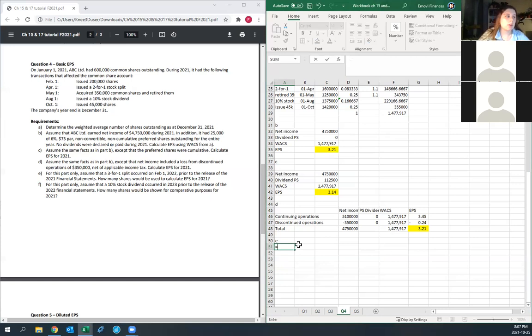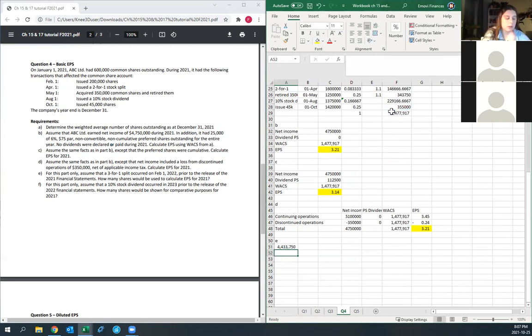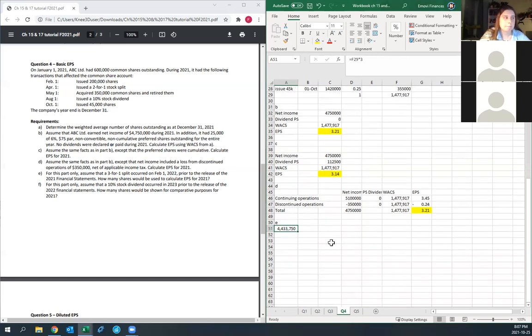So what you're going to do is take your weighted average common shares before the stock split. And 3-for-1 means that for each share a shareholder had, they now have 3. So it's going to be times 3. Instead of the 1.477 million, they're going to use the 4,433,000 for their calculation of EPS.